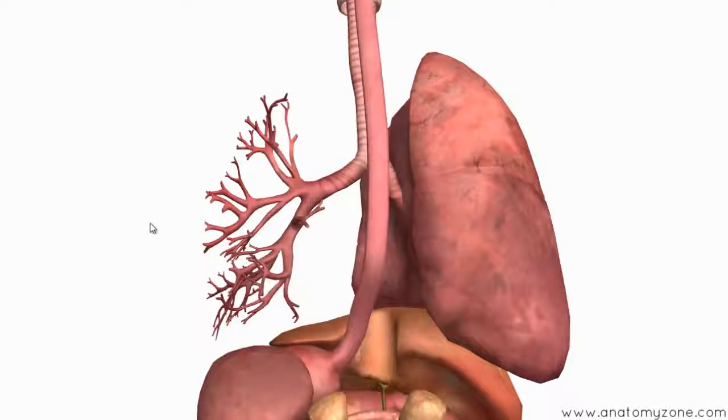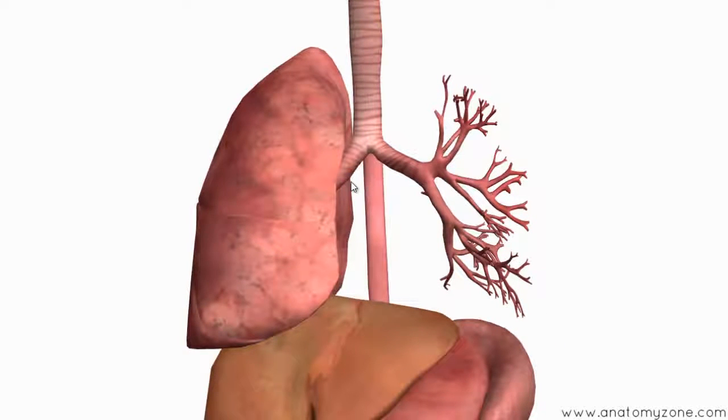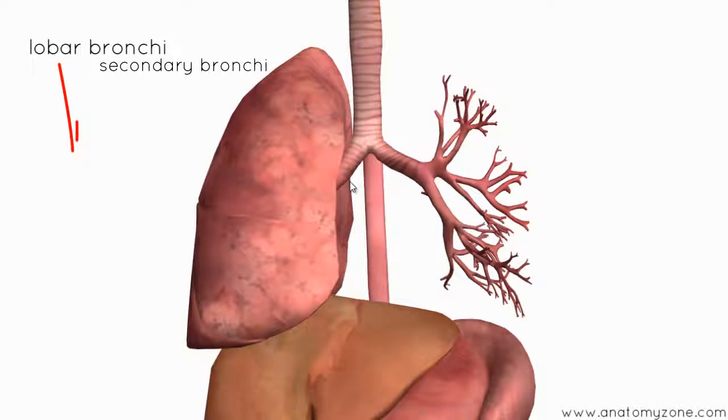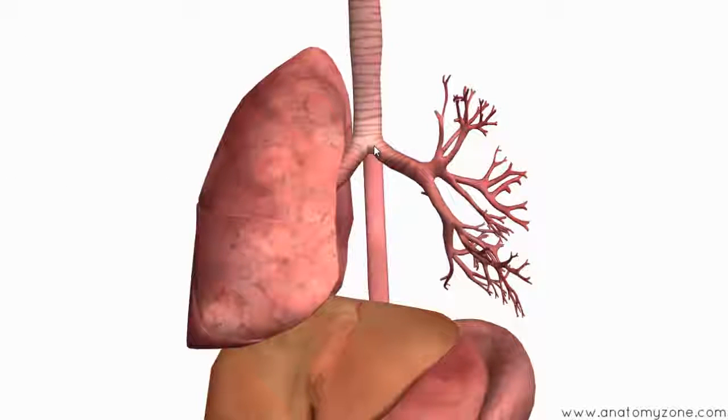So just coming back to the bronchi, once they've entered the lung, they divide further. They divide into lobar bronchi, which are also known as secondary bronchi, and then the lobar bronchi divide further into segmental bronchi. So you've got the trachea dividing into the right and left primary bronchus, or main bronchus. Then the primary bronchi divide into lobar bronchi, known as secondary bronchi, and the secondary bronchi divide into tertiary bronchi, which are segmental bronchi.